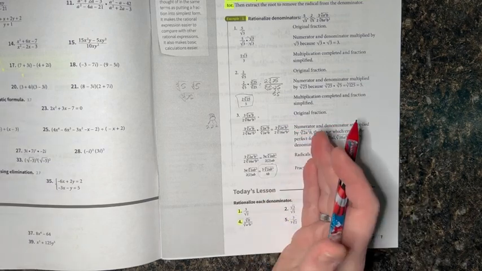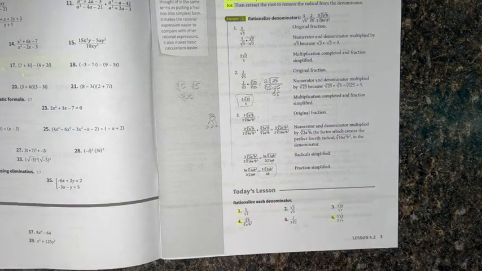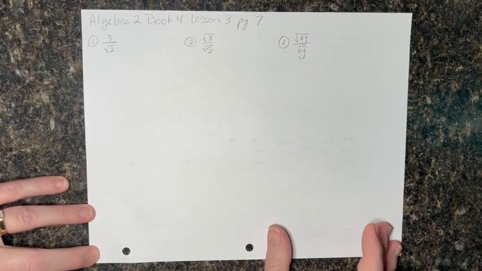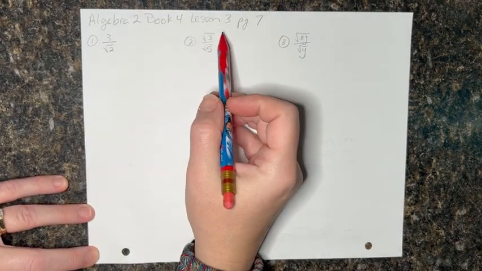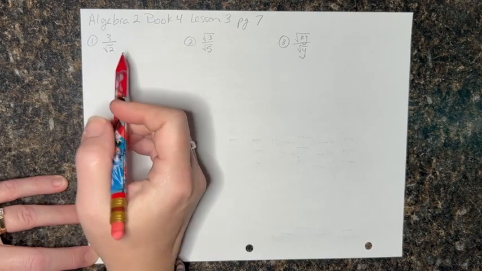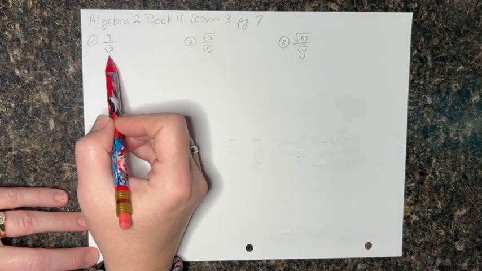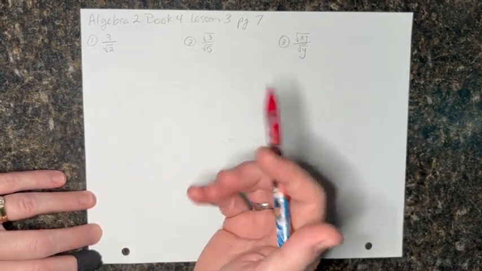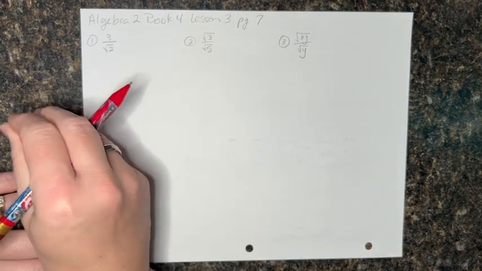We've got to reduce completely. All right, let's take a look at these problems together. We're in Algebra 2, Book 4, Lesson 3, page 7. Problem number 1 is 3 over the square root of 2. Now remember, for square roots, we only need 2 of something to be able to pull it out.